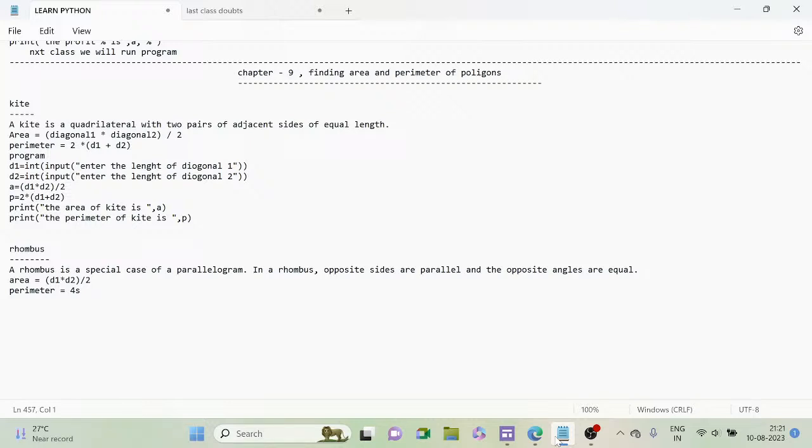Okay, so at kite there is a small miss. Yeah, it's correct, no problem. So d1 into d2 by 2 will be the area of a rhombus.